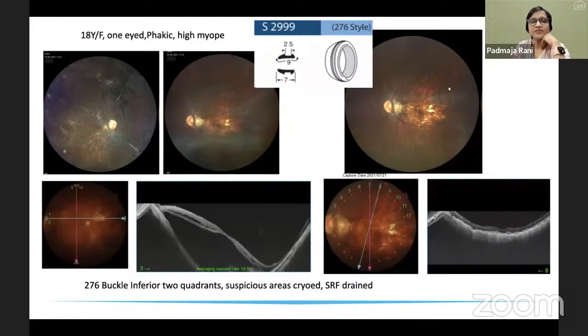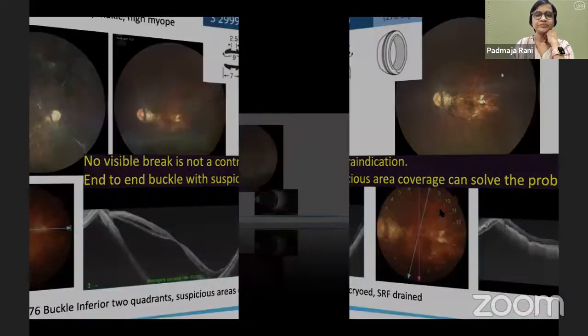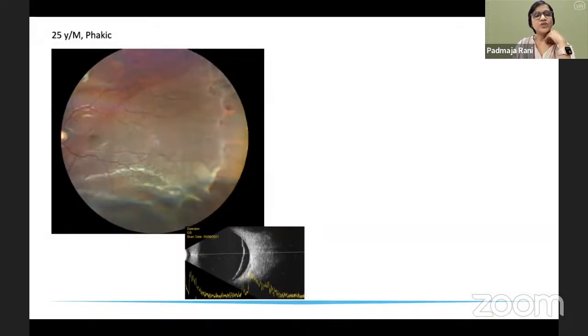So what did we learn from this case? No visible break is not a contraindication. In a high myope, 18-year-old, one-eyed, phakic, where you know that the vitreous will be completely adherent and not separated, an end-to-end buckle with coverage of suspicious areas can solve the problem. Now let us look at this 25-year-old male phakic patient, and you can see multiple breaks here.